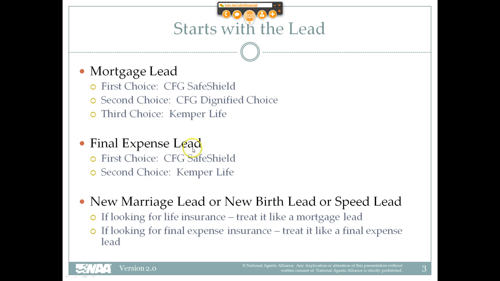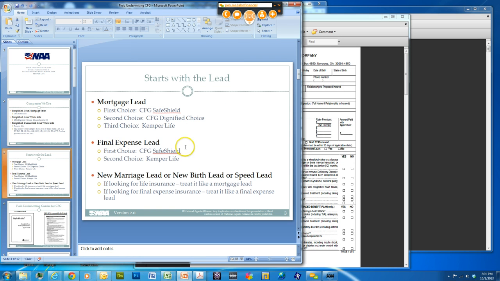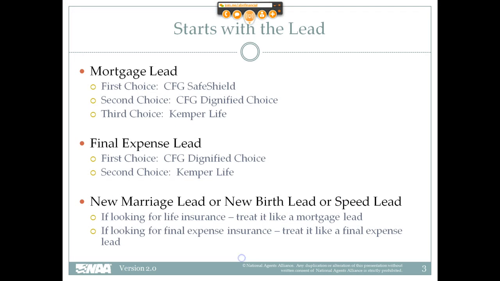For final expense, it's a lot easier because we're just going to stay with the CFG. And I'm finding errors on my own PowerPoint. So for final expense, we try the Dignified Choice product and then the Kemper Life. And we probably won't typically look at the Safe Shield term product.